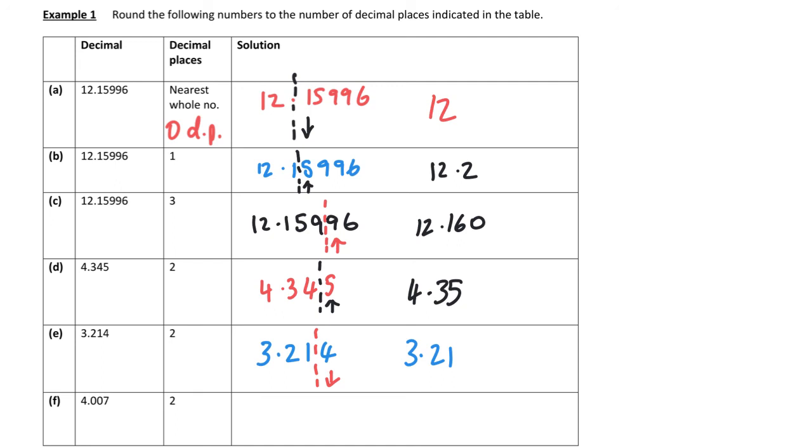And then finally, we've got 4.007. We're 2 decimal places, so we're going to draw a dashed line between the 0 and the 7. 7 is our decider, and it's bigger than 5, so we're going to round up. And that means we're going to change the changer, and we're going to get 4.01. And we were asked 2 decimal places, and we've shown that in our answer. And 4.01 is pretty close to 4.007, so it looks like we're right here.